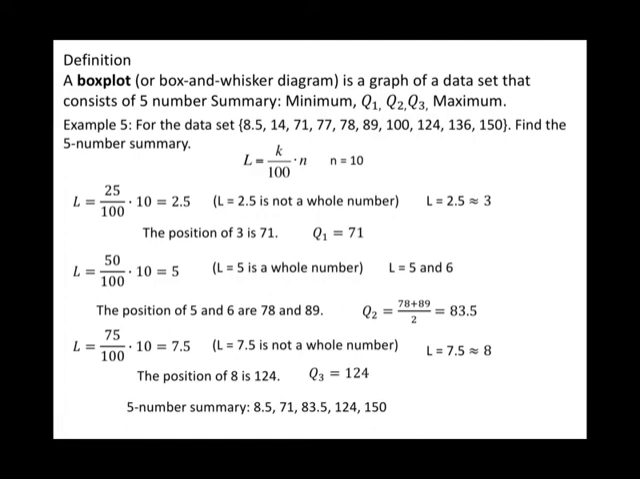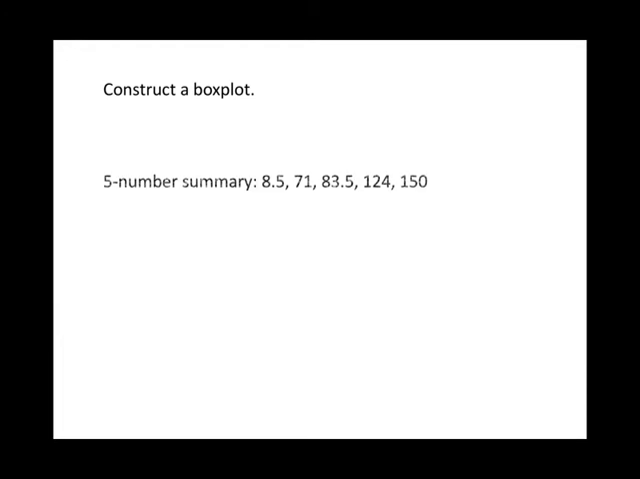The next part, we need to know how to draw the box plot. So this is my 5-number summary from the previous example, and I see the range is going to be from 8.5 to 150. So first, I'm going to draw the scale here. You don't have to start it from 0. It depends on the data, okay? Since I have 8.5, it's really close to 0, so that's why I started from 0.